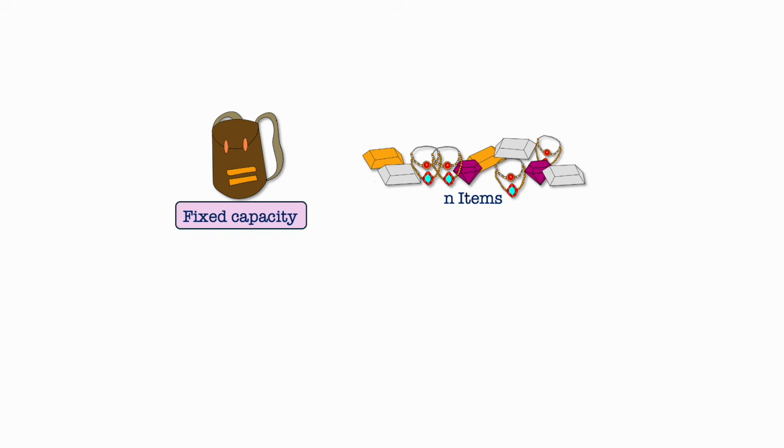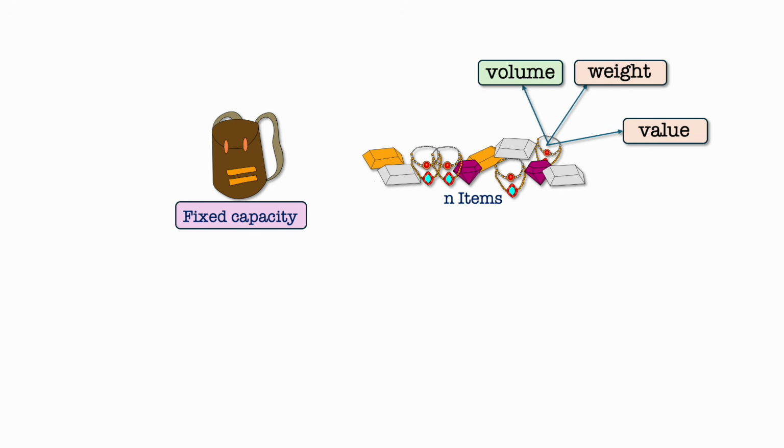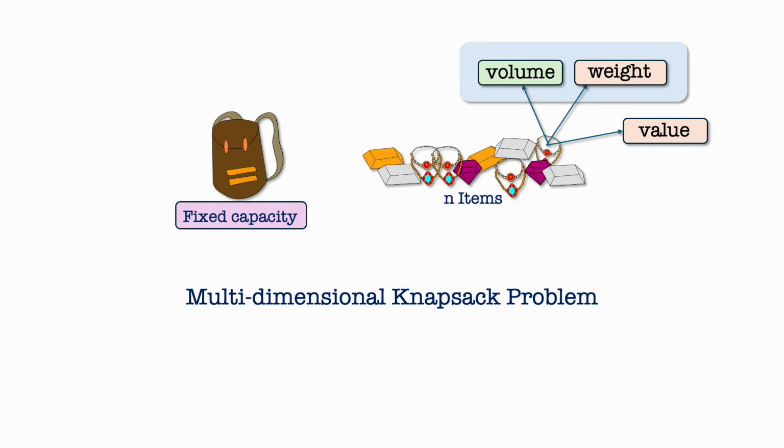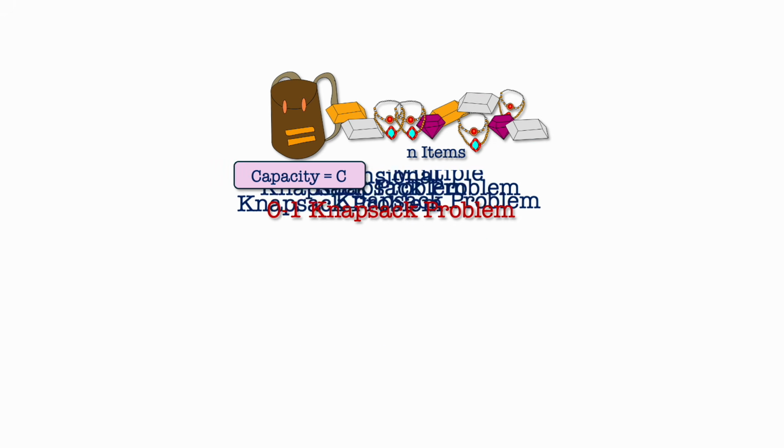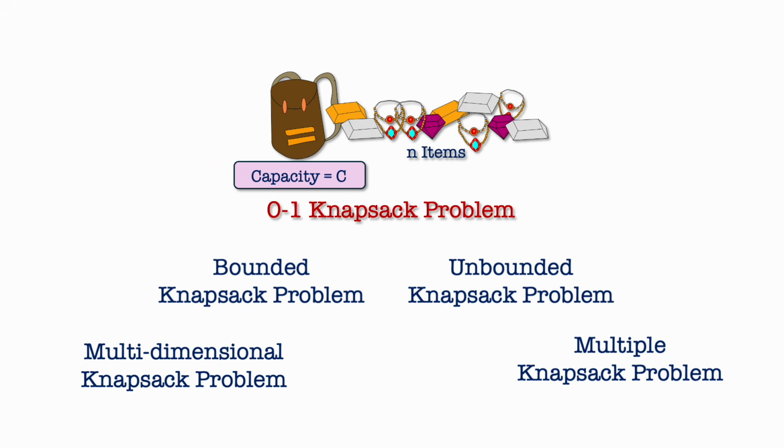Another interesting twist happens when items are described by more than one property. In the standard case, items have weight and value. But what if each item also had a volume and we had to respect both weight and volume limits at the same time? That becomes the multi-dimensional knapsack problem, also called the multi-constrained knapsack problem. And these are just a few. There are many other variants too, and each one opens the door to modeling a new kind of real world challenge. With this foundation in place, we are now ready to explore how the zero one knapsack problem appears in real applications.